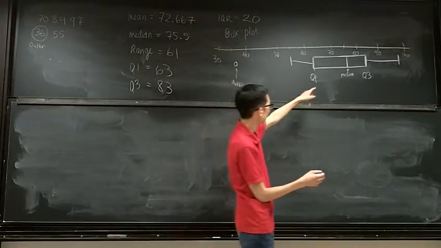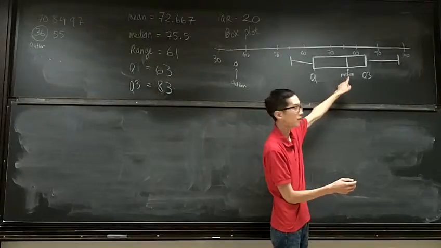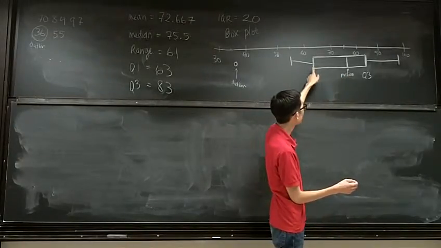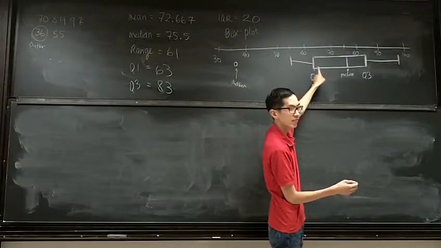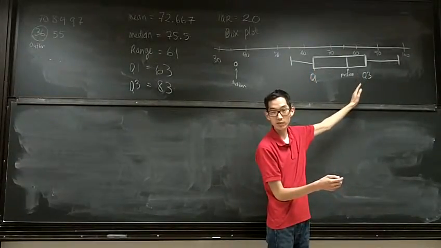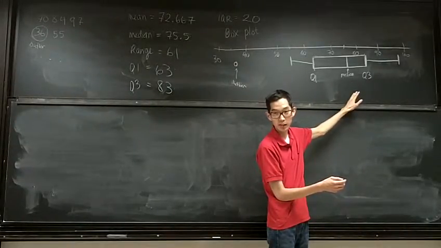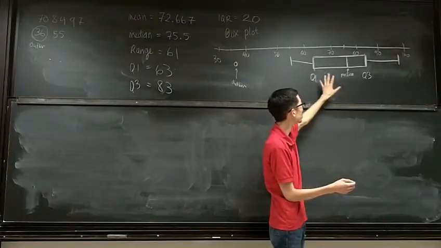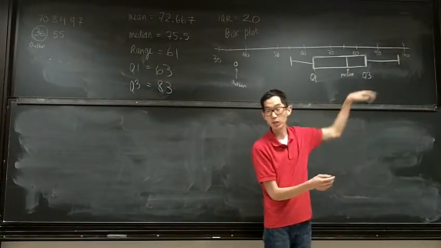But you said it's not necessarily the middle. Okay. So in terms of the value, the median is not necessarily halfway between Q1 and Q3 in terms of the value. However, in terms of how many data points are between Q1 and the median, or Q1 and the median and Q3, right?